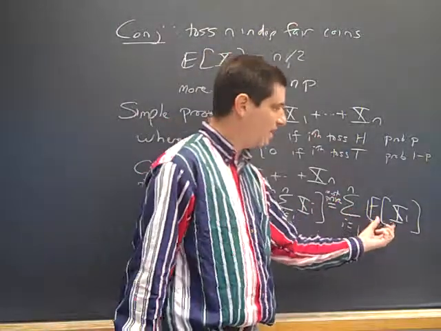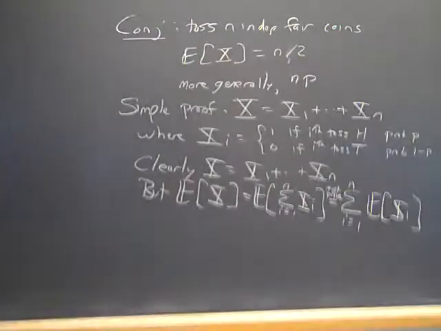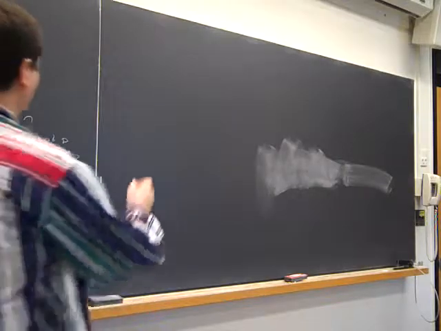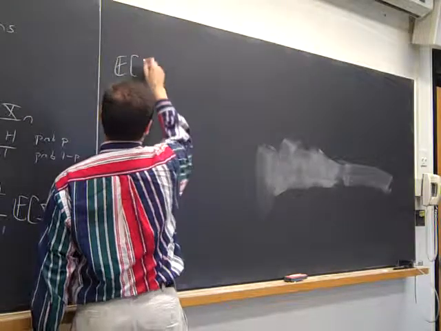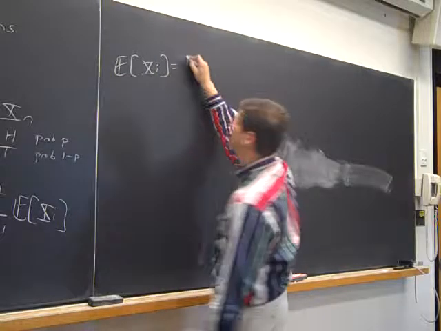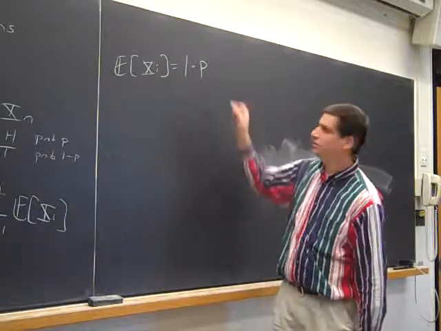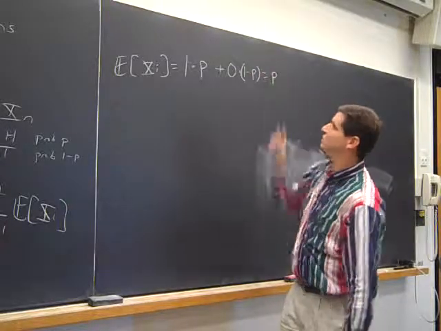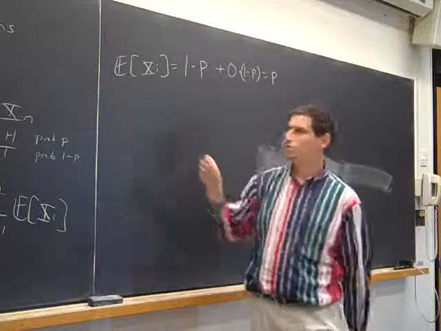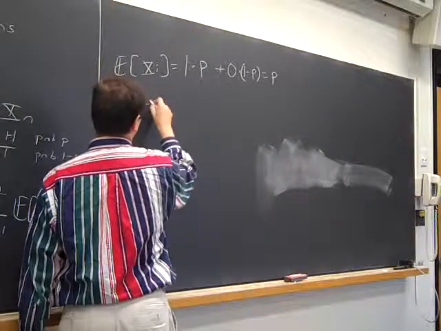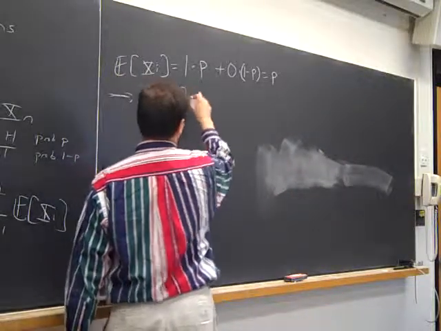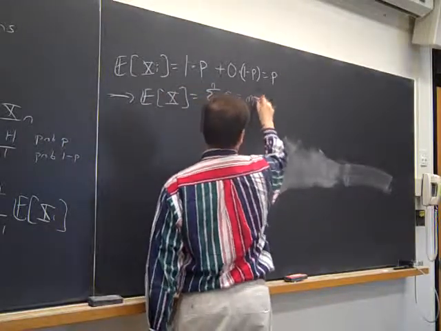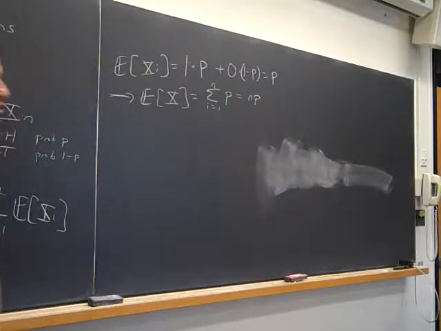Well, what's the expected value of X1? It's the same as the expected value of X2. It's the same as the expected value of X3. They all have the same expected value. So the expected value of Xi, well, I can get a 1, which happens with probability p, and I can get a 0, which happens with probability 1 minus p. So I just get p. So we can conclude the expected value of X, the number of heads we expect to get, is just the sum, i goes from 1 to n of p, and that's just np. And so that's a proof.